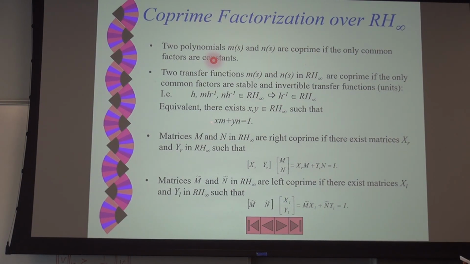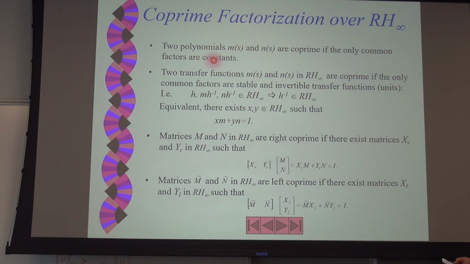such that when you combine them you get 1, then they are coprime. So that's exactly the case. This is for the scalar transfer function. But for the MIMO case, things are a little bit different, and you need to distinguish between left and right: left coprime or right coprime.